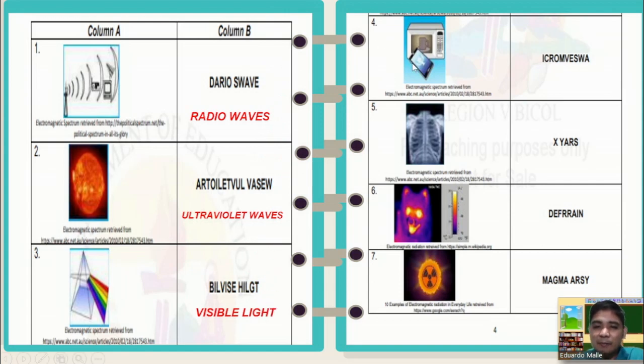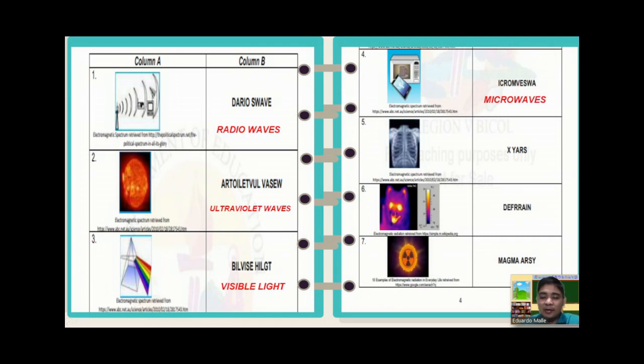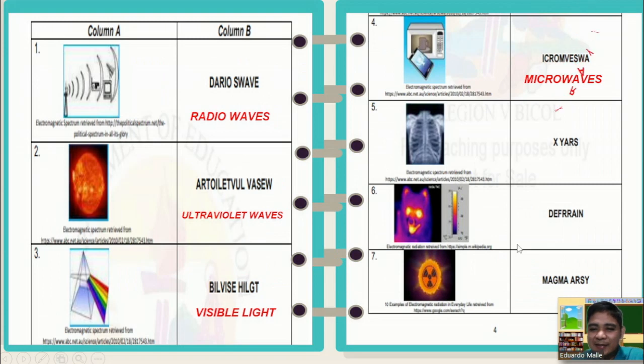Okay, what about number 4? Maybe you have this kind of appliance in your home. What kind of appliance is this? Okay, correct. Microwaves. Okay, what about this? I think you are so familiar with this. There is X-rays. Okay, what about this one? Okay, correct.